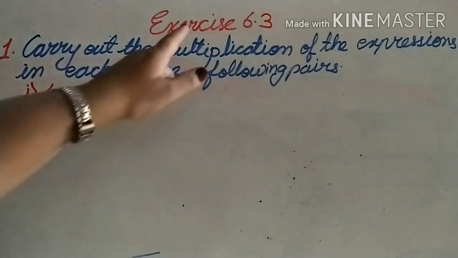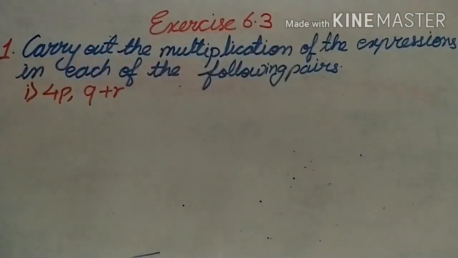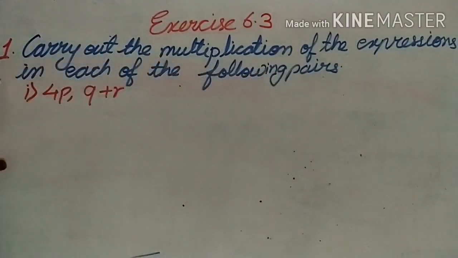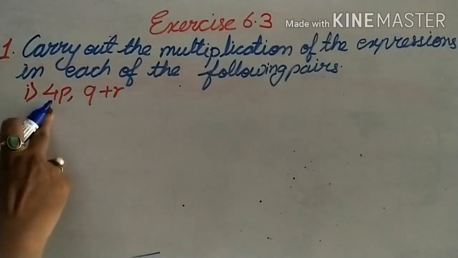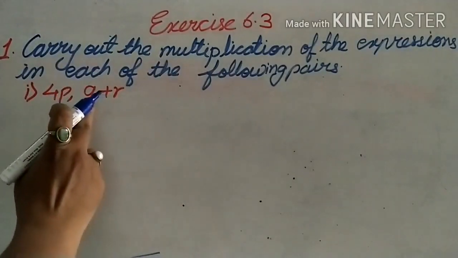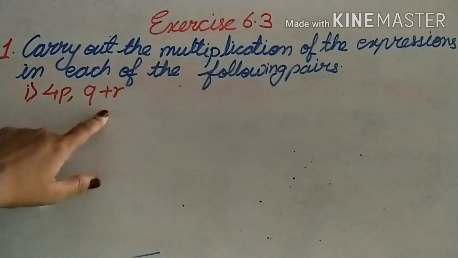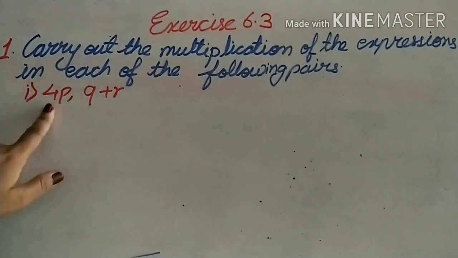Hello children, today you are learning exercise 6.3 of the lesson algebraic expressions and identities. The first one is: carry out the multiplication of the expressions in each of the following pairs. The first question is 4p, q plus r. We have to multiply 4p to q plus r. This is a monomial and this expression is a binomial, because in q plus r two terms are there, and here only one single term.